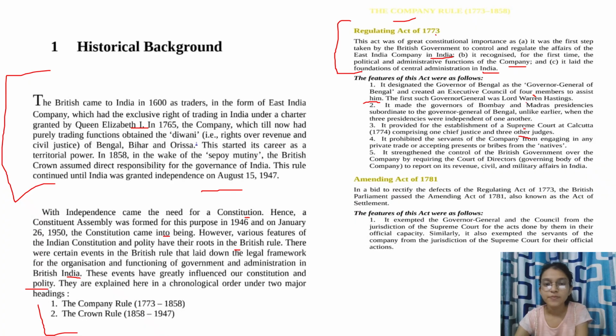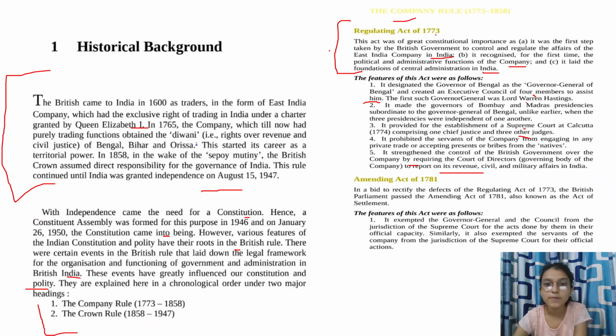So what happens? The company came, they started ruling. So the act had to be made in order to curtail their certain limits, and they also made a Supreme Court to regulate all kinds of happenings done by the very company. It prohibited the servants of the company from engaging in any private trade or accepting presents or bribes from the natives. It strengthened the control of the British government over the company by requiring the Court of Directors, the governing body of the company, to report on its revenue, civil, and military affairs in India.